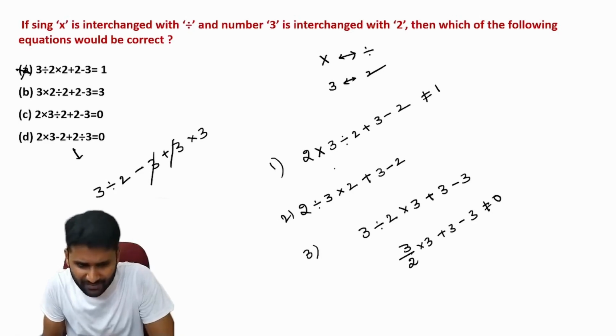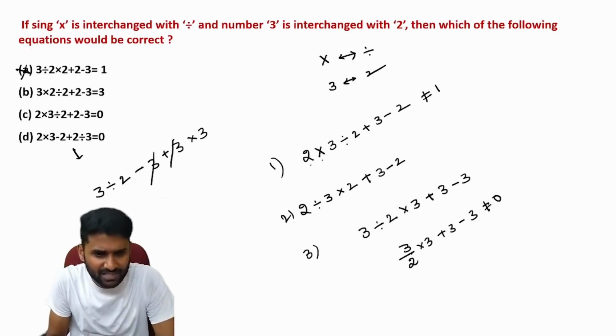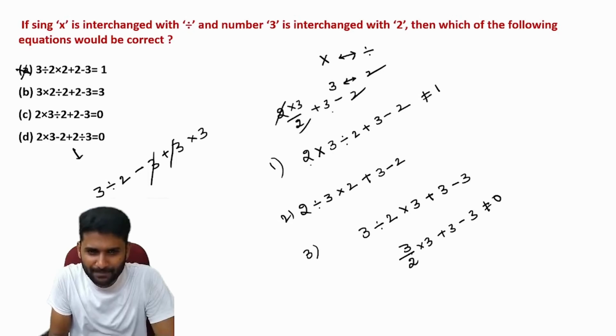Yes, let me check with the first one again. We are changing to 2 into 3 divided by 2 plus 3 minus 2. 2 and 2 cancel. 3 plus 3 is 6. 6 minus 2 is equal to 1. Okay, 1 is not wrong. So 2 divided by 3 multiplied by 2 plus 3 minus 2 is equal to 3. 2 divided by 3 into 2. So definitely 2 is also a wrong one.